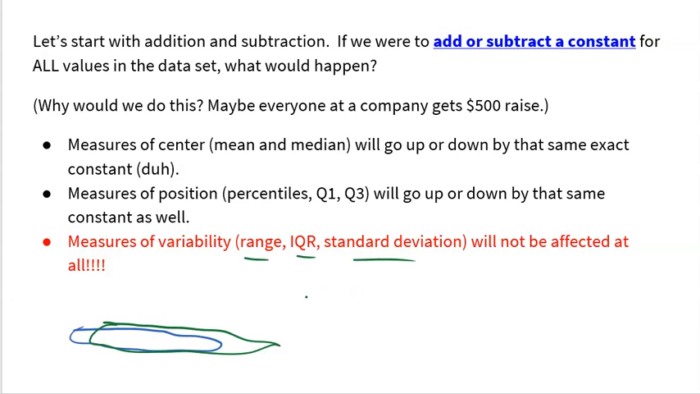Maybe a better idea would be to talk about the min and the max. If your min is 3 and your max is 15 and you add 5 to all of your values, your new min is 8 and your new max is 20. So the spread of the data is still 12. 15 minus 3 is 12, and 20 minus 8 is 12. You're not changing the spread. Maybe that makes a little more sense.